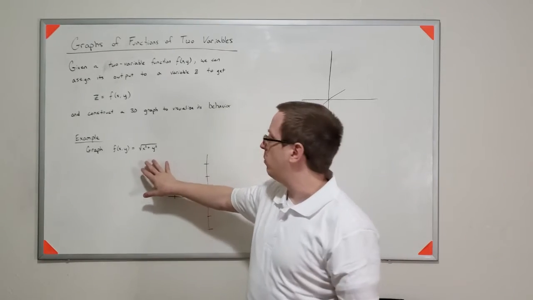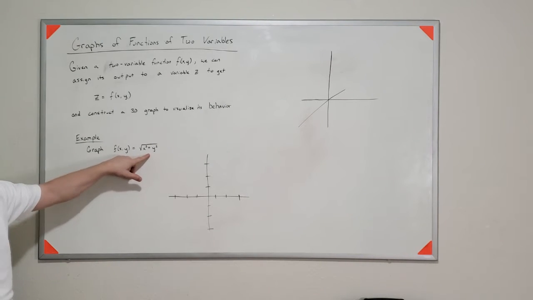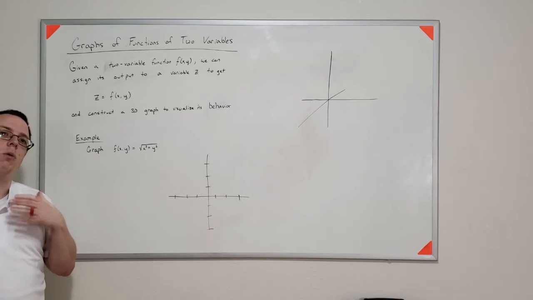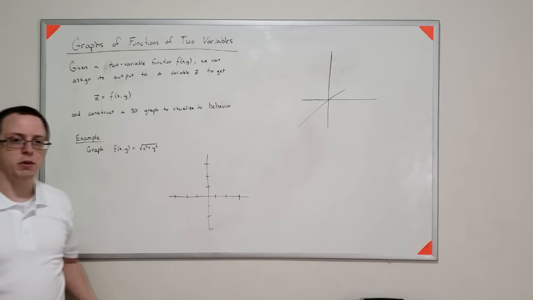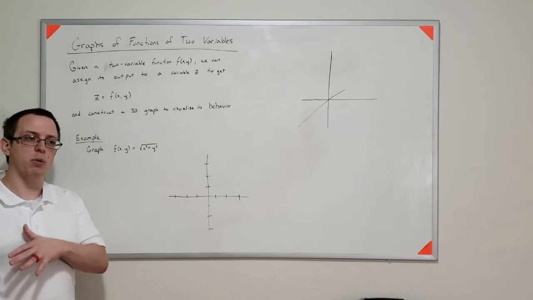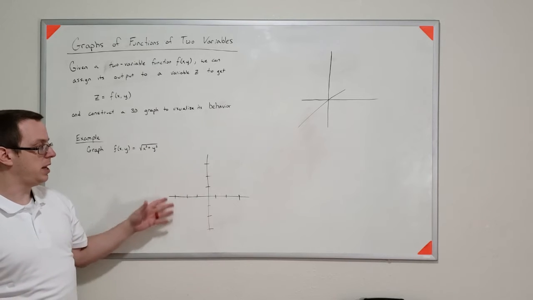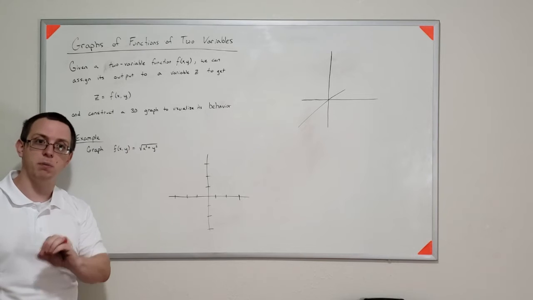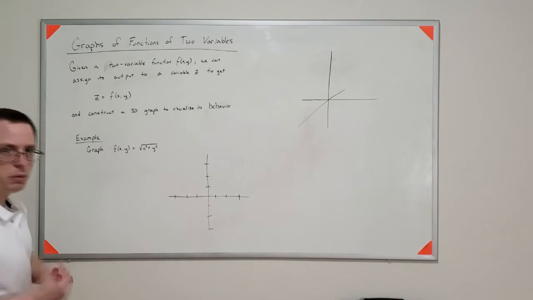So an example of that would be this function, f of x, y equals the square root of x squared plus y squared. And one thing we can do is construct what is called a level curve. A level curve is this idea of you set a fixed output value and you plot that in a 2D realm. You plot all the inputs that would give you the same output value. So let me explain.